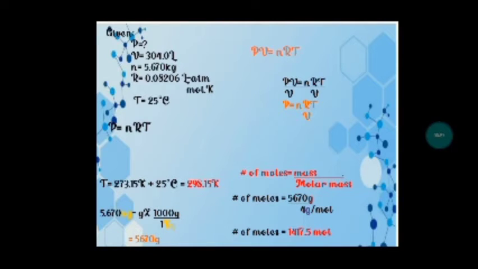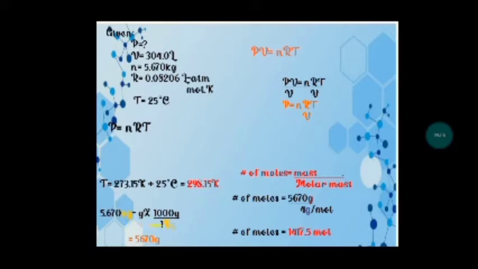But we know that in the ideal gas law, the unit of the number of moles is mole, but here the given is in kilogram. So we convert it into moles. The equation for getting the number of moles is mass over molar mass. We know that the unit of mass is grams, but here it is kilogram. So we convert it into grams.